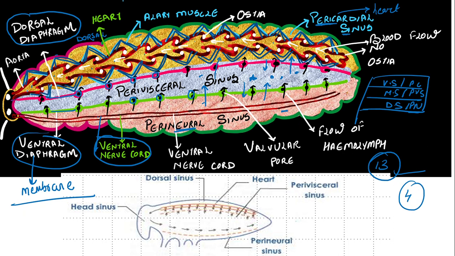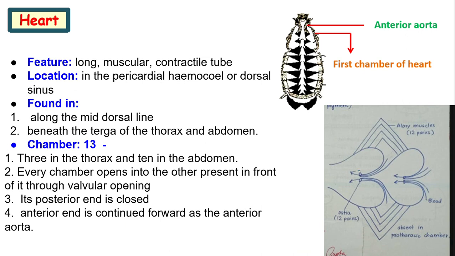Now, of these 13, let's see the first one. The first chamber of the heart we call the aorta. Suppose I am drawing one chamber of the heart. Here you have the opening. See here, this is one chamber, and here you have the opening. This opening we call the ostia.